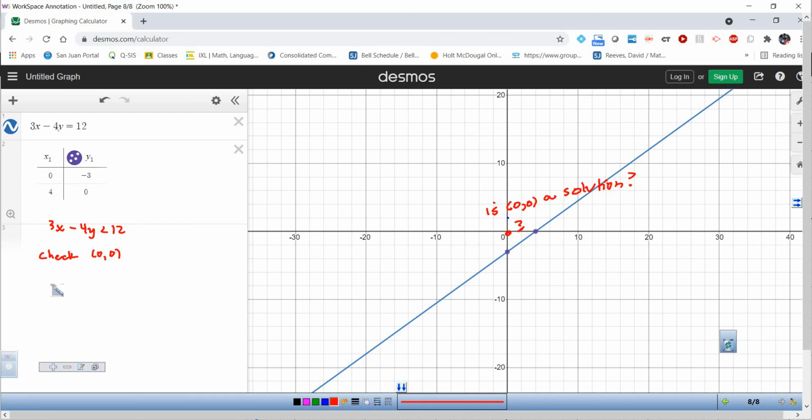Okay, so here we go. 3 times 0 minus 4 times 0, is it less than 12? Well, 0 minus 0, and again, this is a question mark. Is it less than 12? Well, 0 is less than 12. Yes. All right, so what does that mean? That means (0, 0) is a solution.